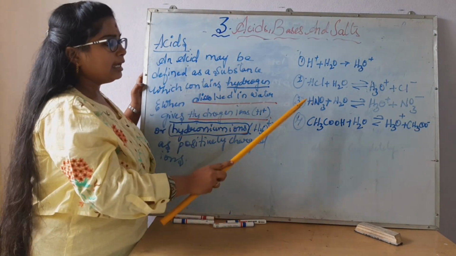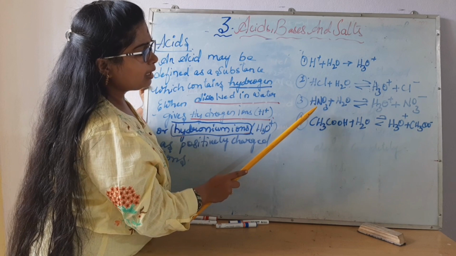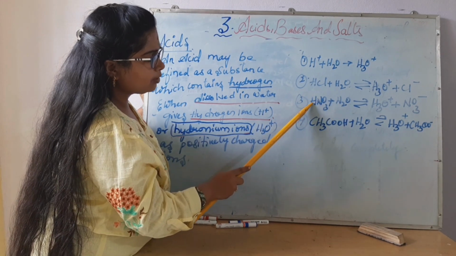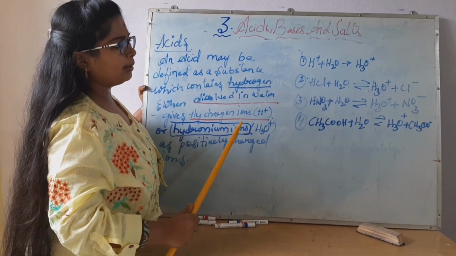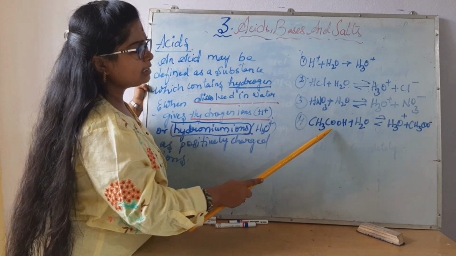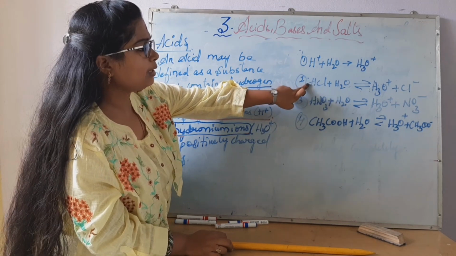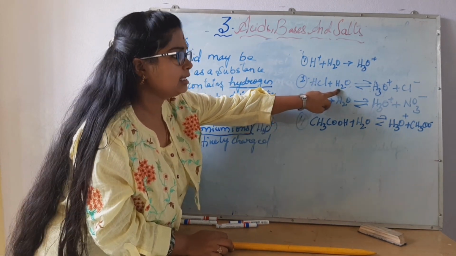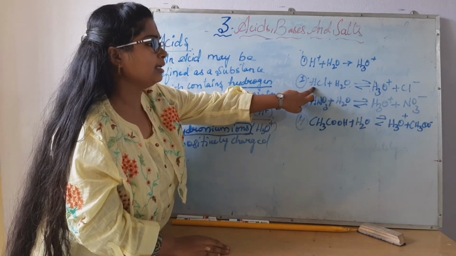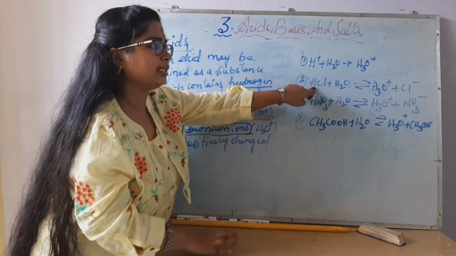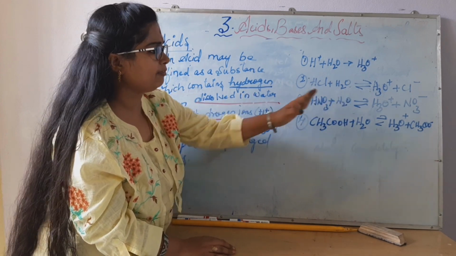And next, see, HNO3 plus H2O. The hydrogen atom in this is going to combine with the water, forming hydronium ions. And the next one, CH3COOH. Here one hydrogen is there, which completely dissociates and combines with water to form H3O plus. From HCl, one hydrogen atom completely dissociates and forms H3O plus. Here also one hydrogen atom completely comes away from it.